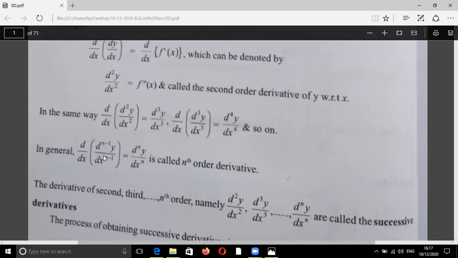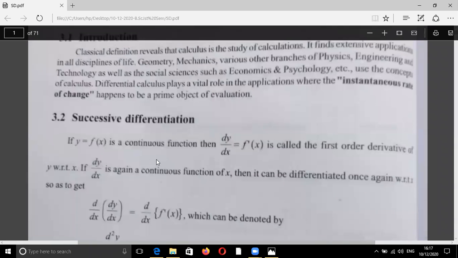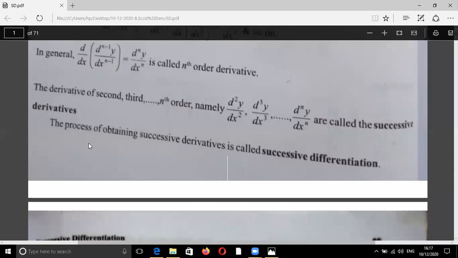If you take the (n minus 1)th derivative of y and differentiate, you get the nth derivative. Just remember, you get y1 first. They will give y, you differentiate with respect to x, and get y1, y2, y3, and then you generalize and write the nth order derivative. The process of obtaining successive derivatives is called successive differentiation: given y, we get dy by dx, d square y by dx square, d cube y by dx cube, and so on up to the nth derivative.